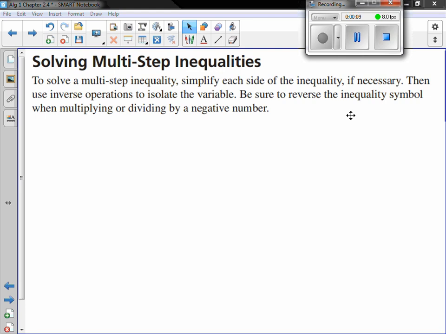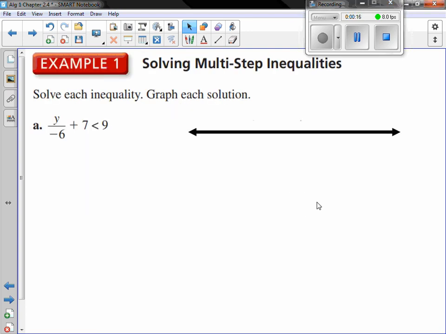So we want to use multi-steps to solve inequalities. This is very similar to what we did in the last chapter with solving multi-step equations. It's just now we have an inequality sign. And the only other main difference is if we multiply or divide by a negative, we have to flip the sign.